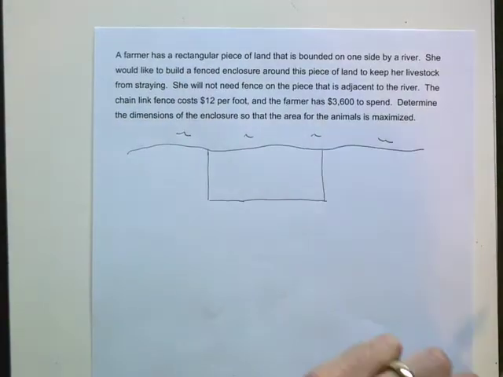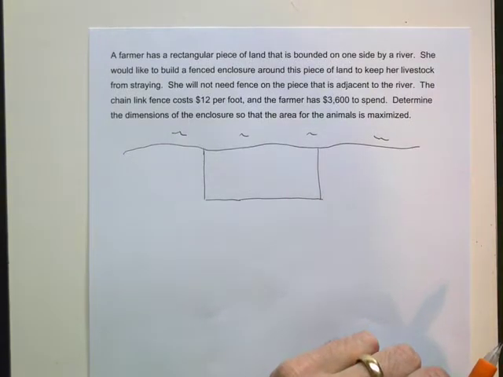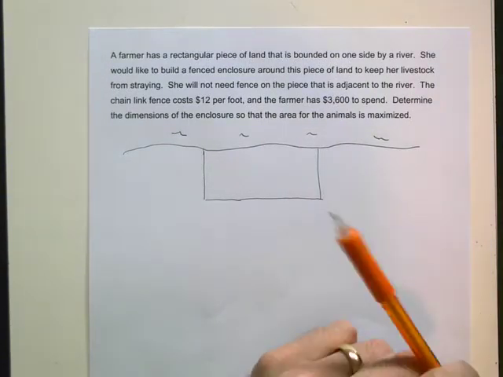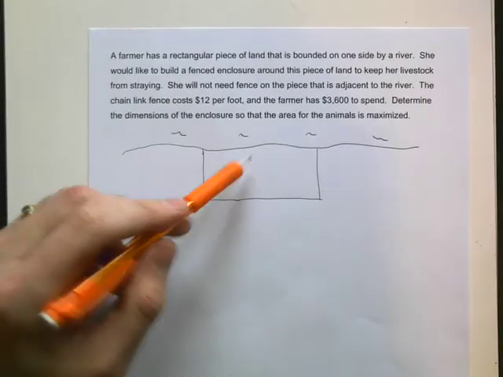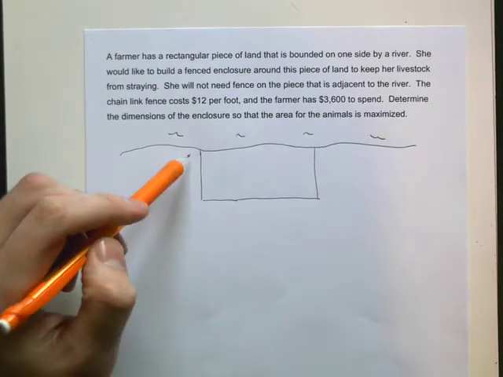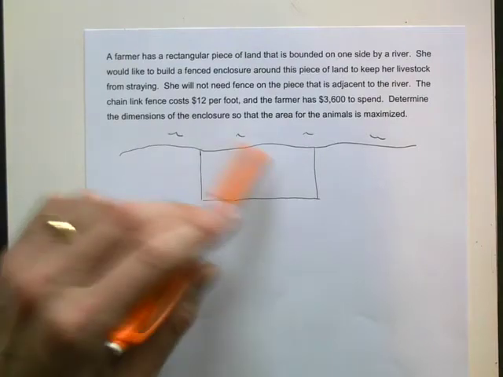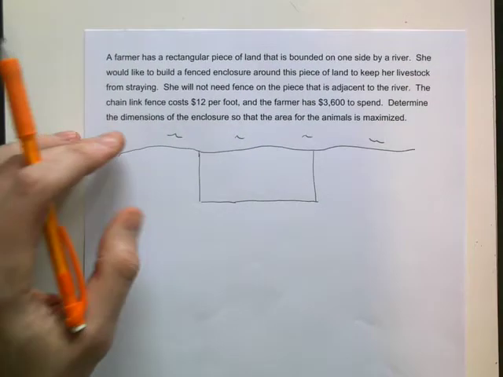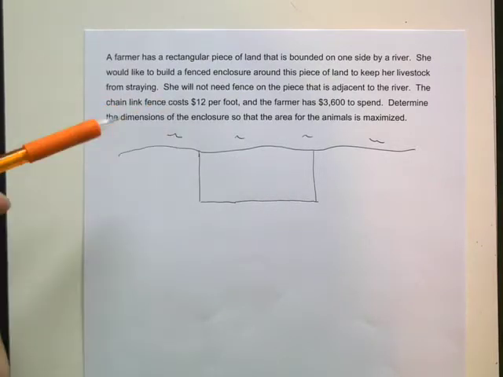It says she would like to build a fenced enclosure around this piece of land to keep her livestock from straying. She will not need fence on the piece that is adjacent to the river. Okay, obviously, so you have some animals in here, and you're going to build fencing around these 3 pieces, but you don't need to build a fence around the river because the animals aren't going to go in the river anyway. Okay, it says the chain link fence costs $12 per foot, and the farmer has $3,600 to spend.